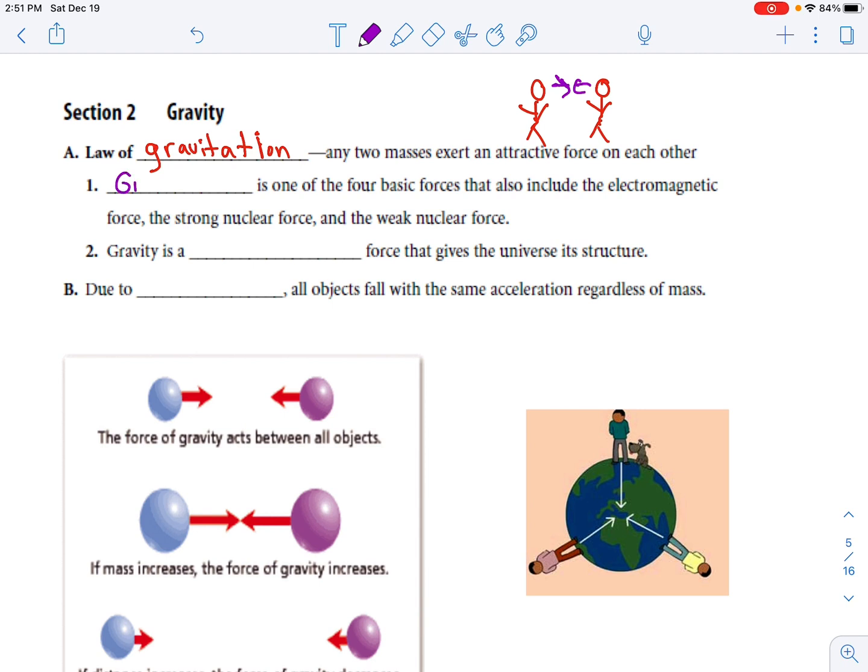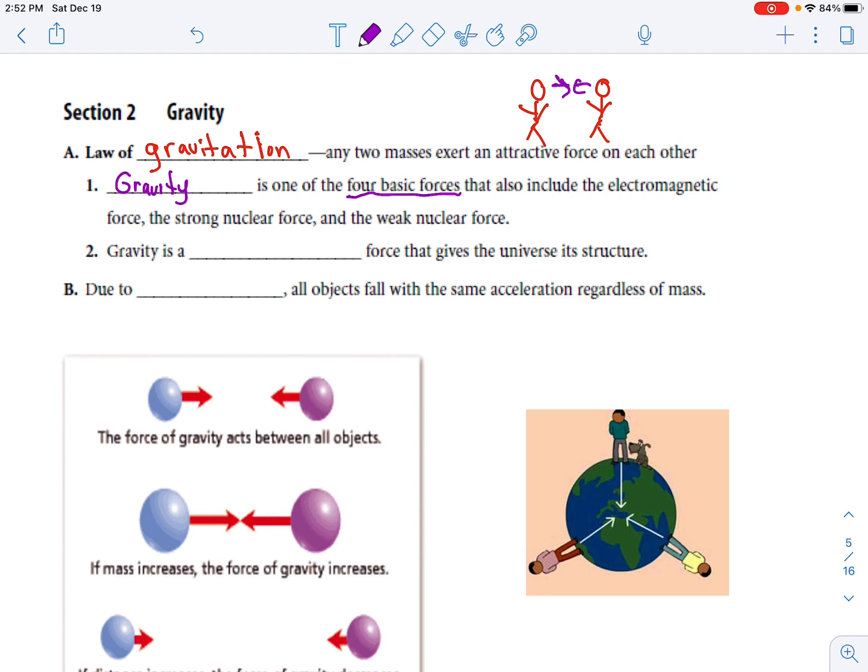Okay. Now, gravity is one of 4 basic forces that you'll learn about in college physics if you're interested. Okay. Electromagnetic force, that's kind of like positive and negative particles. And then there's a strong and a weak nuclear force that holds atoms together. Okay. So we are not going to worry about those forces in high school, but you may see them in college. Okay.